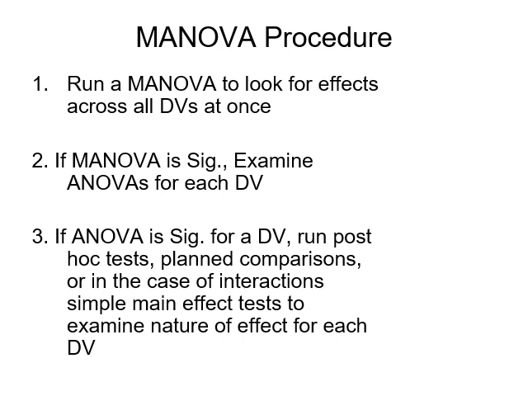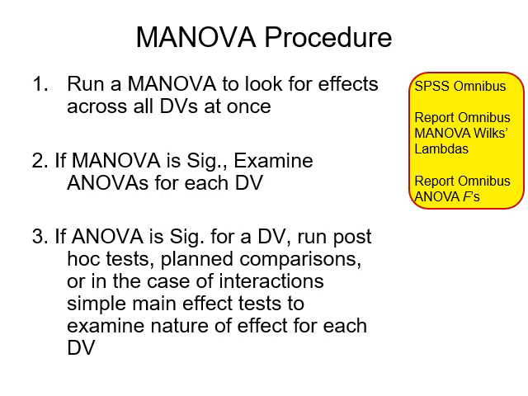If each ANOVA is significant for a DV, then again we have to go down the layers of the onion. We run the post hoc tests, we look for planned comparisons, or in the case of interactions we use simple main effects. We basically treat each DV as if we were running that ANOVA, which in fact we are.